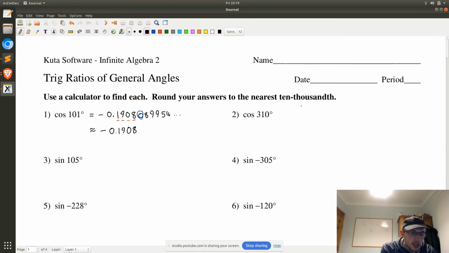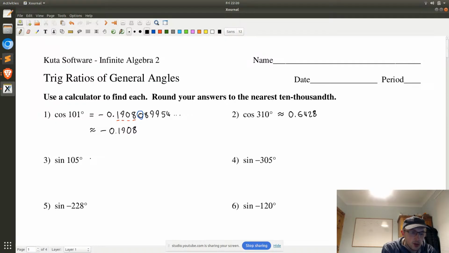Cosine of 310 degrees. Type it in. You see on your calculator 0.64278. There's an 8 at the end. So it's closer to the truth to say 0.6428. Okay.